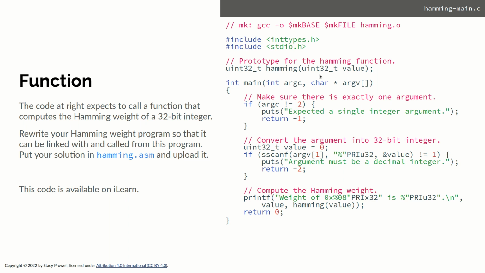There you go. But I don't say what it is. This is just a prototype. Someone has to provide this function. Could be anybody. Could be C, could be assembly, could be Rust. I don't care. Here's my main function. I'm going to look for an argument. I'm then going to print some stuff out. I'm going to go ahead and call that Hamming code down here and print the result. This code's available up on iLearn. How are you going to do this? You're going to put your code in hamming.asm and you're going to upload that as a solution.